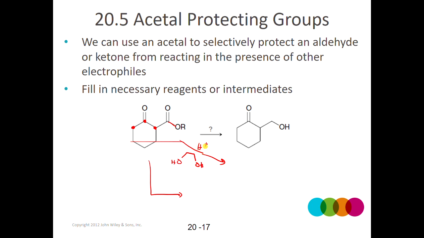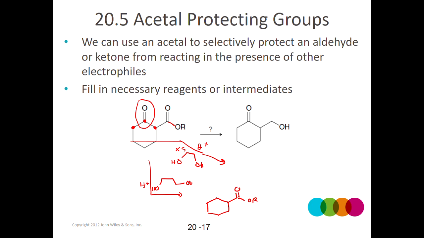with an H plus, and you'd use excess of that, or you could add a 3-carbon diol with an H plus catalyst. Either of those would react selectively with the ketone in this case versus the ester, and they would both give a cyclic acetal, leaving the ester as is.